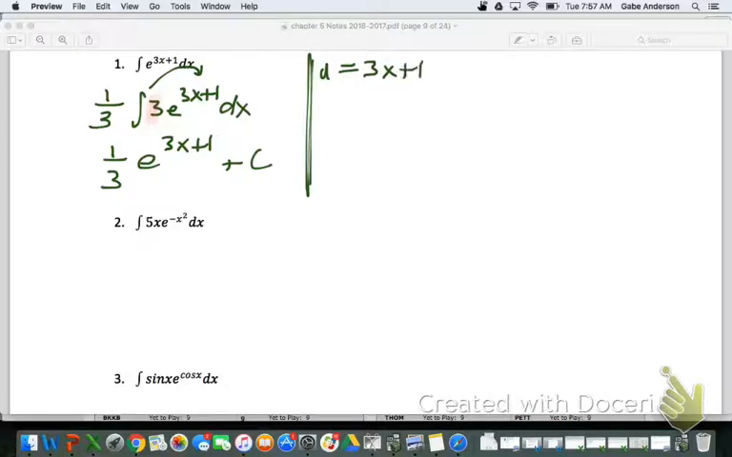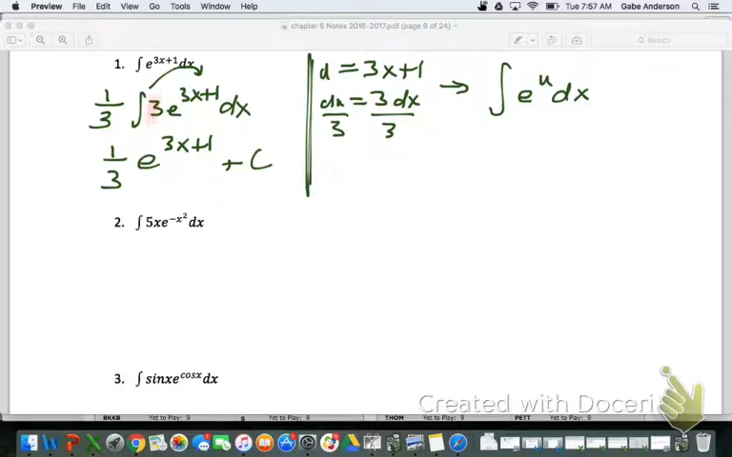Remember, we want the u to always be the inside function. du would equal 3 dx. And then as I tried to substitute, I would get e to the u. And then I still have the dx in there. And so I would, as we've typically done in the past, divide everything through by 3.